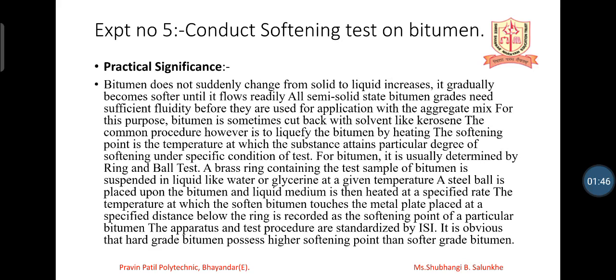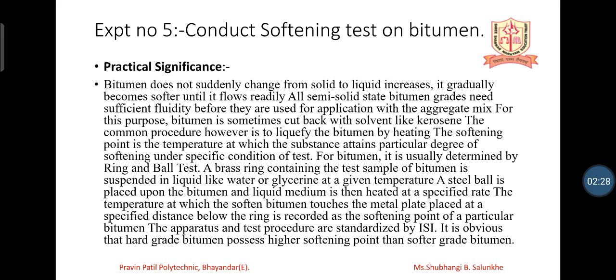The softening point is the temperature at which the substance attains a particular degree of softening under a specific condition of the test. For bitumen, it is usually determined by the ring and ball method. It is very important. On the practical level, we are going to heat it at a specific rate of temperature increase and with a specific apparatus, that is the ring and ball test. A brass ring containing the test sample of bitumen is suspended in a liquid like water or glycerin at a given temperature.